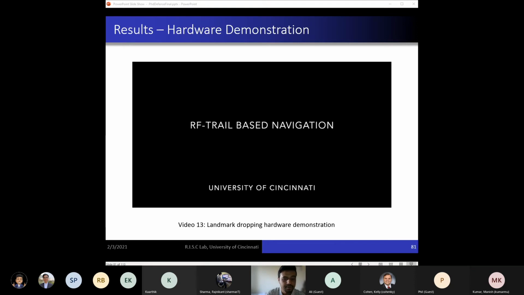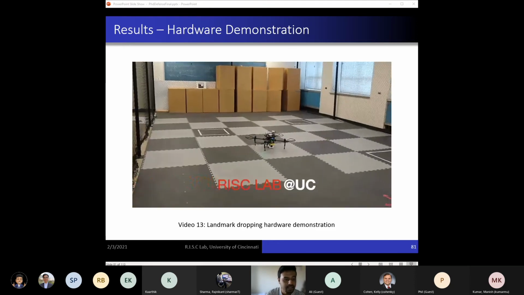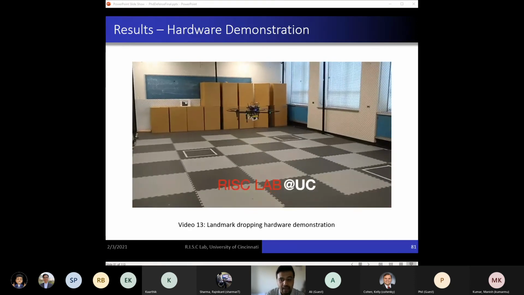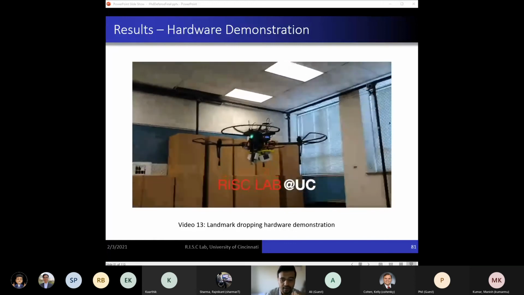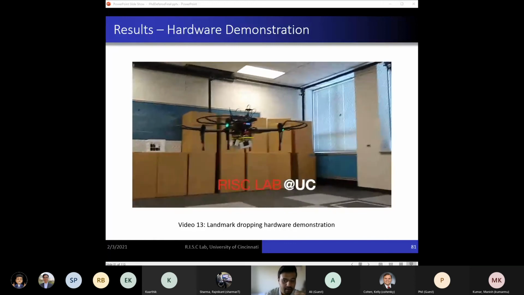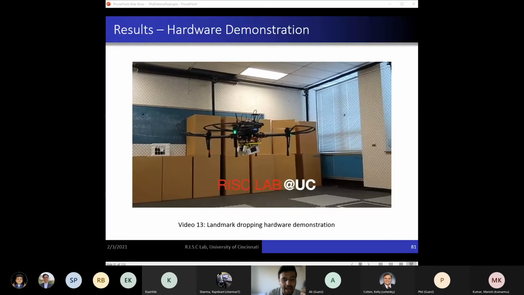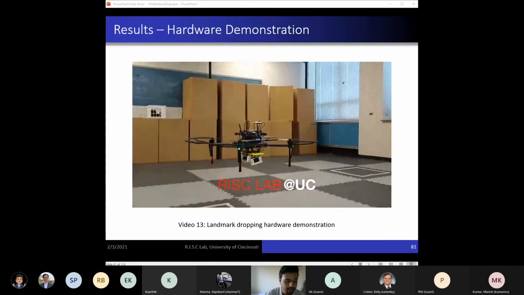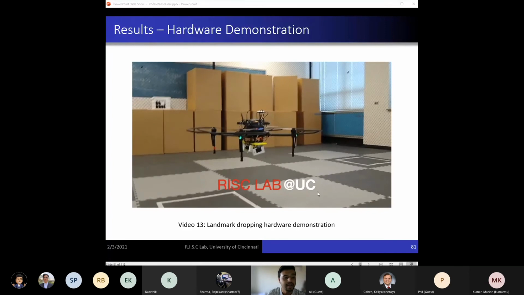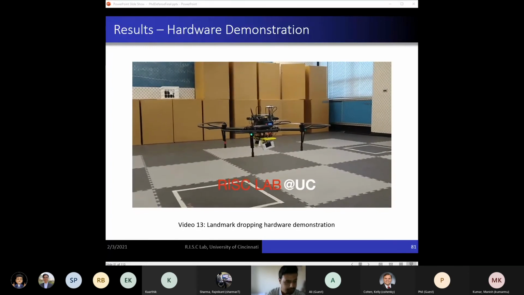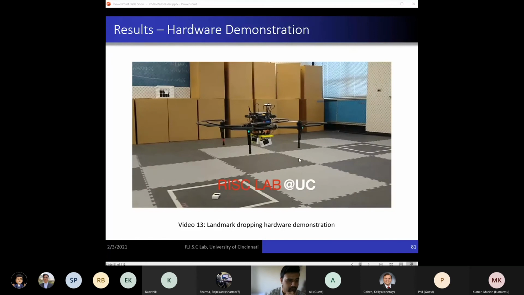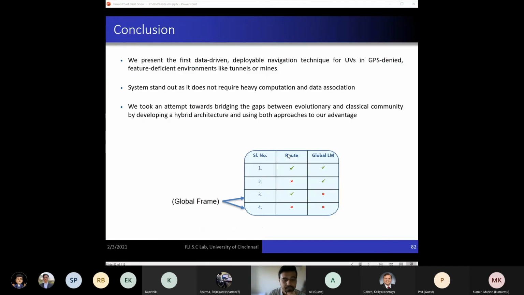This video shows the UAV dropping Decawave range measurement tags. The architecture was improved later to include arms on the UAV. However, this hardware setup was developed by Isaac before COVID, and due to COVID-imposed restrictions, we could not verify this algorithm with the actual landmark dropping on hardware. So this is the point where you can see that it drops the landmark.